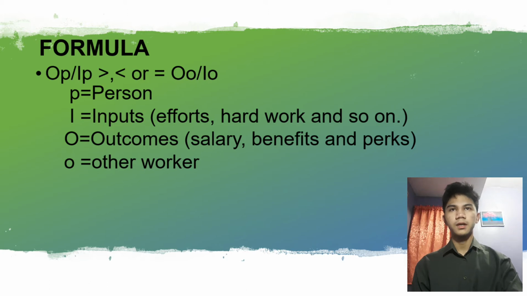Capital O equals outcomes, such as salaries, benefits, and perks. Lastly, small letter o equals other worker.